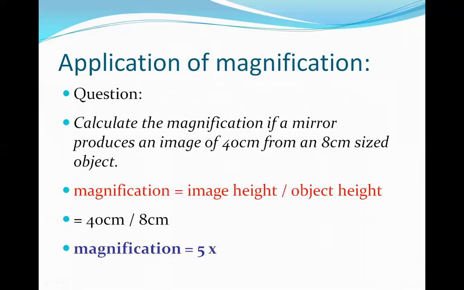Now how can we apply the magnification in solving problems? For example, calculate the magnification if a mirror produces an image of 40 centimeters from an 8 centimeter sized object. We know the formula of magnification, that is image height over object height. We have image height as 40 and object height as 8 centimeters. We divide 40 over 8, and our answer is 5. So it means the image is magnified 5 times. The image is 5 times larger than the object.